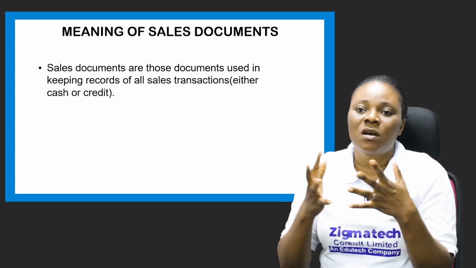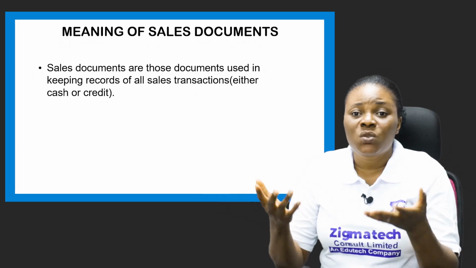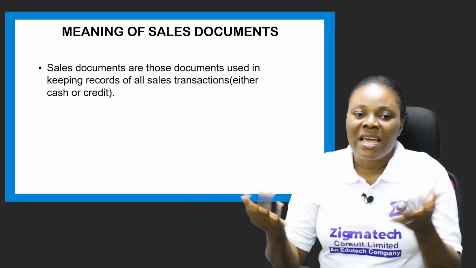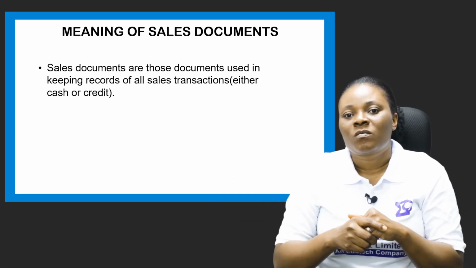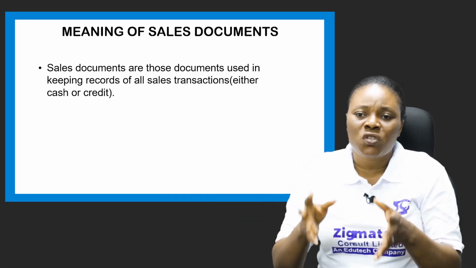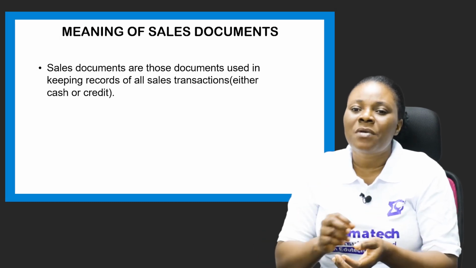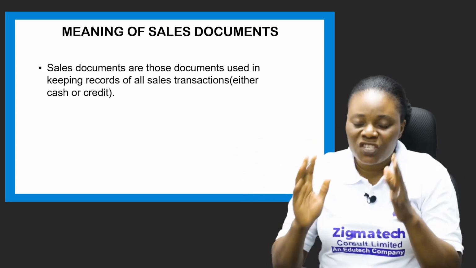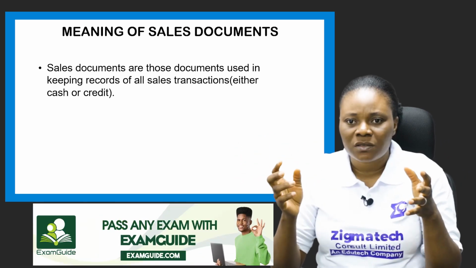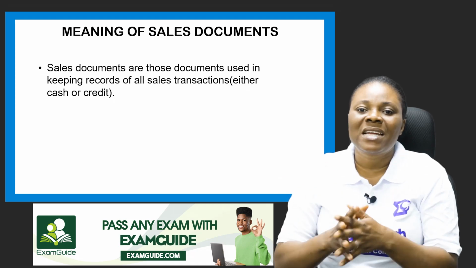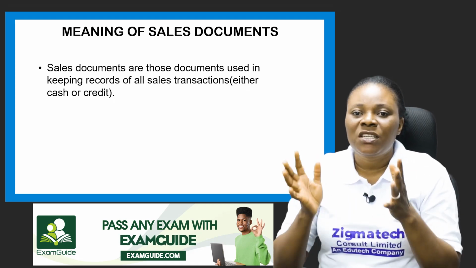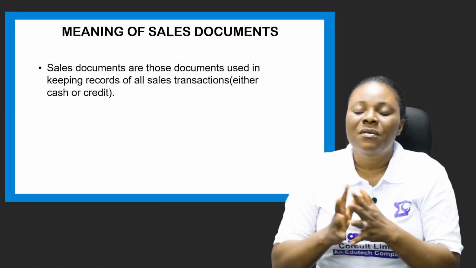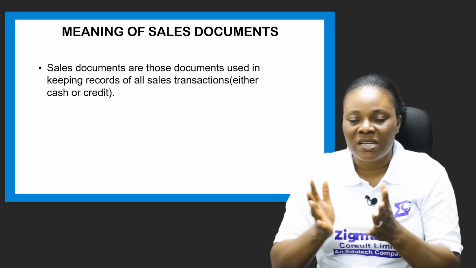So what do we mean by sales documents? We know what it is to sell. To sell means to give out goods in exchange for money. So these source documents are those documents that are used to keep records of all sales transactions. Any transaction relating to sales is recorded in the sales documents. They are documents used in keeping records of all sales transactions carried out in an office or in an organization.